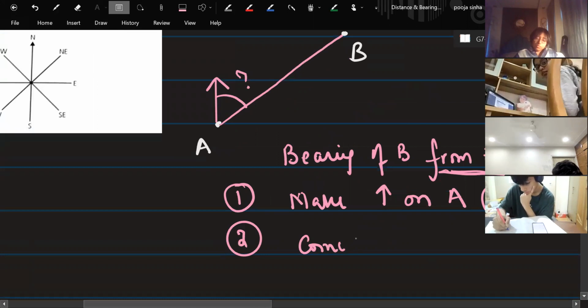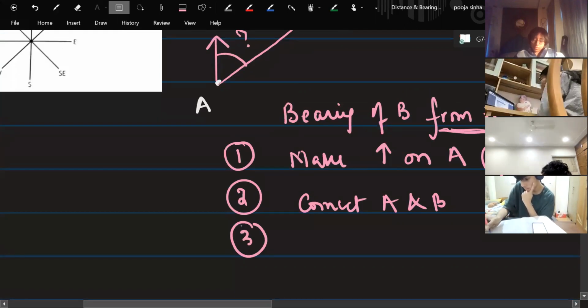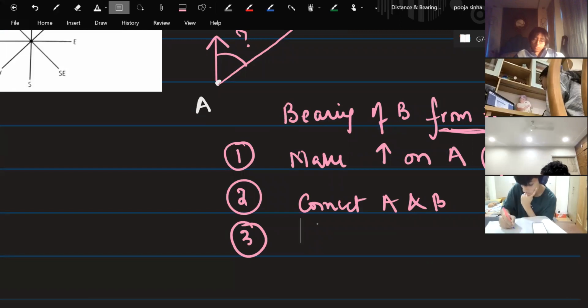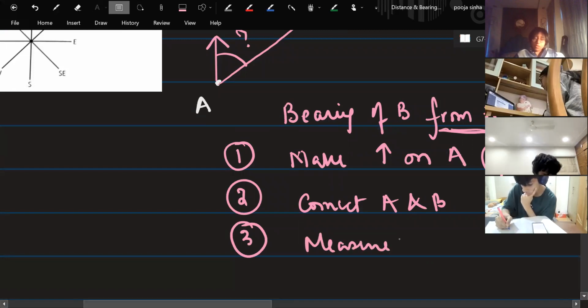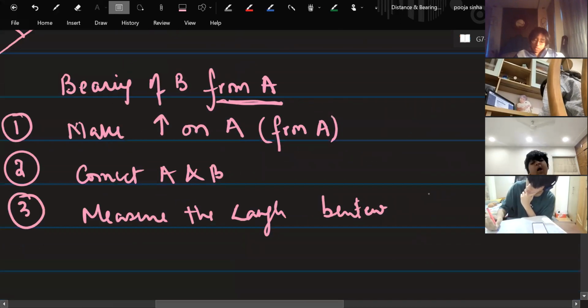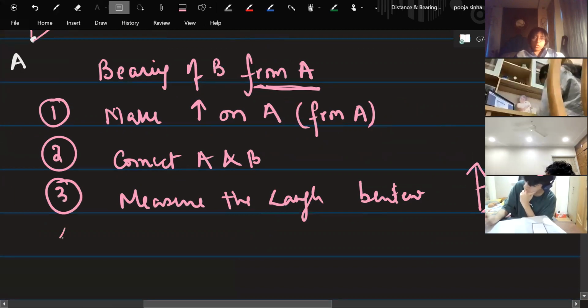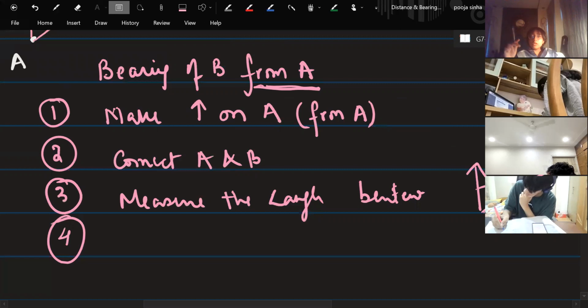The second thing that you do is connect A and B. The third thing you do is measure the angle between this north line and the line AB, this angle. What have you written there? Angle.